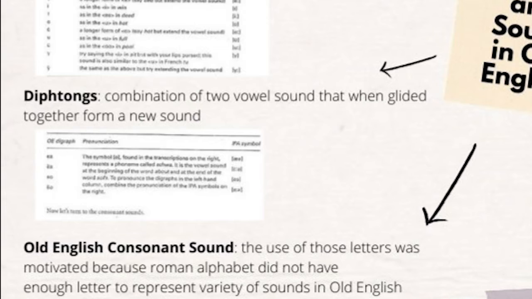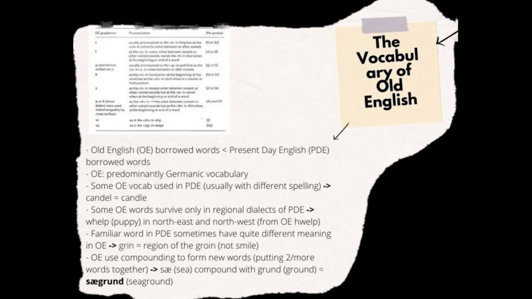My name is Utami Dewi and my student number is 067. Now I'm going to explain about Old English consonant sounds. The use of those letters was motivated because the Roman alphabet didn't have enough letters to represent the variety of sounds in Old English. If you want to know the list of Old English consonant sounds, you can read it by yourself in the module.